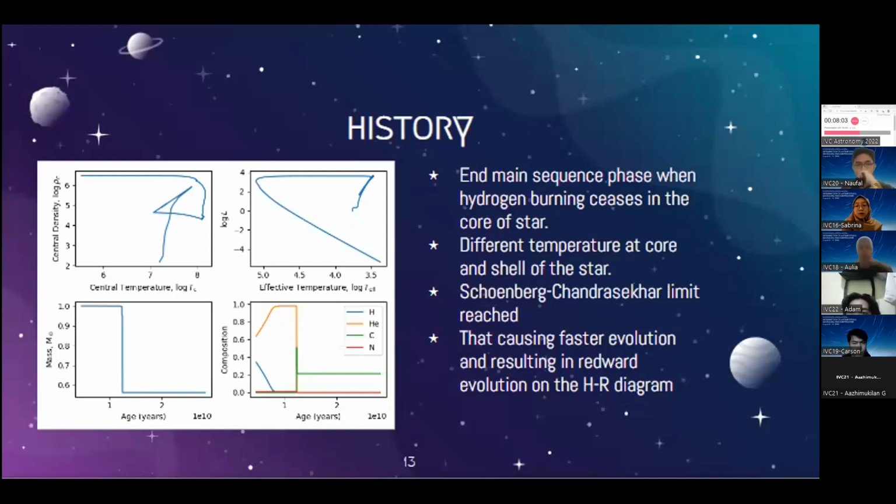The helium core steadily increases in mass and becomes nearly isothermal. Then the Schoenberg-Chandrasekhar limit is reached. The core begins to contract rapidly, causing the evolution to proceed much faster.